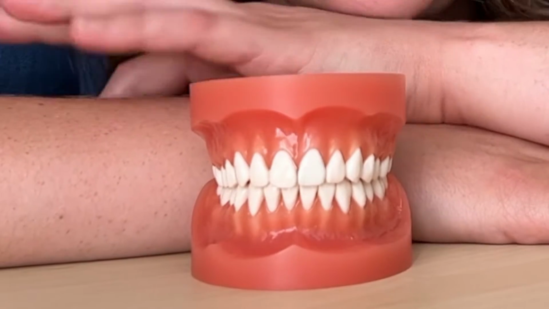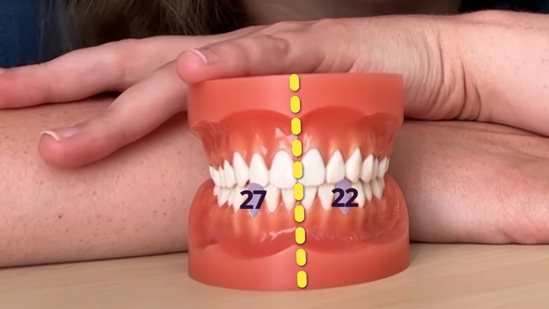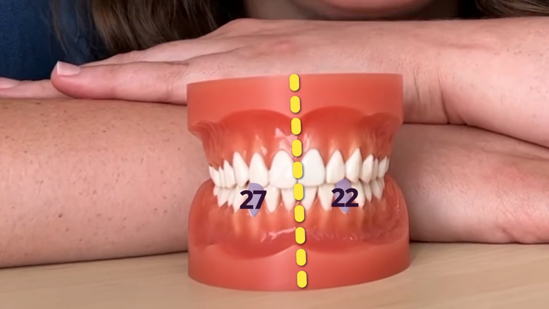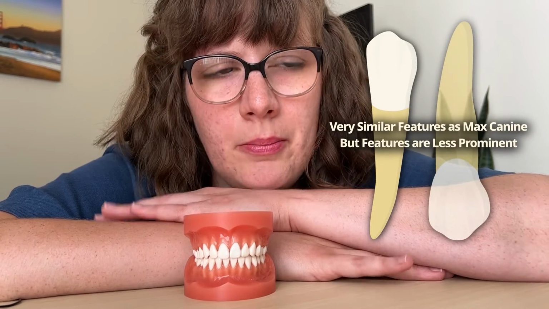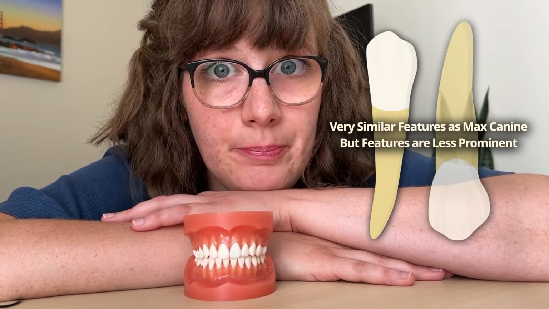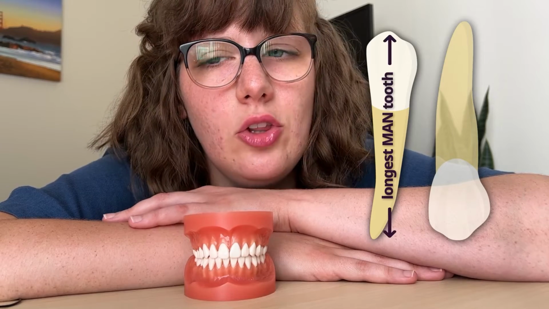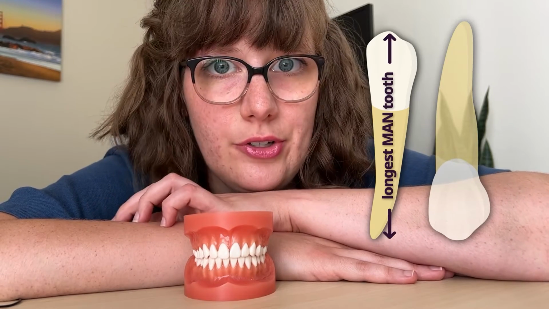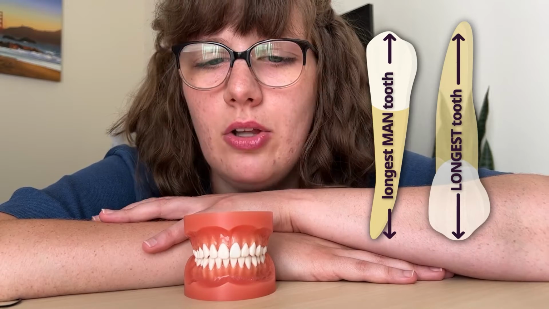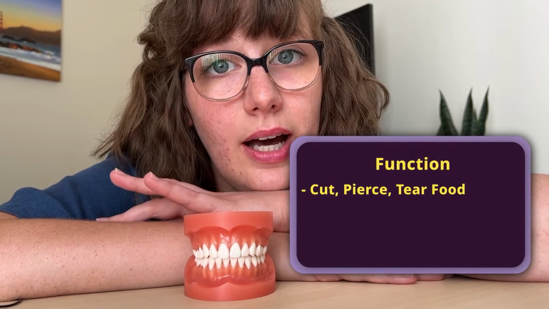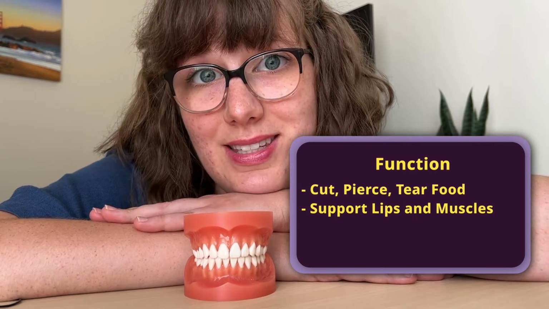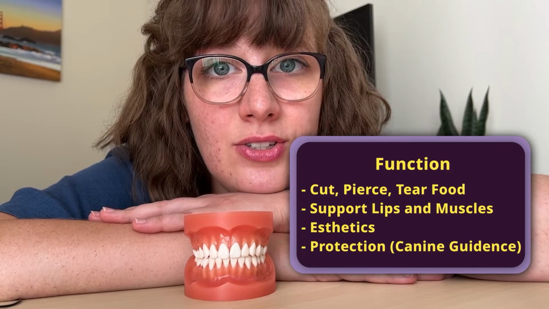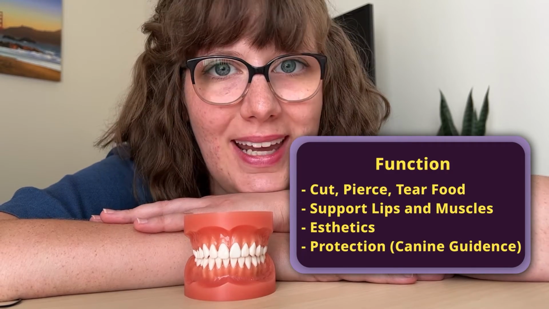The mandibular canine is the third tooth from the midline in the mandibular arch, distal to the mandibular lateral incisor. The mandibular canine is very similar to the maxillary canine, but the features are a little bit less prominent. The mandibular canine is the longest tooth in the mandibular arch, while the maxillary canine is the longest tooth of all of the teeth. The function of the mandibular canine is to cut, pierce, and tear food, support the lips, support the muscles of the face, help with aesthetics, and to protect the posterior teeth through canine guidance.